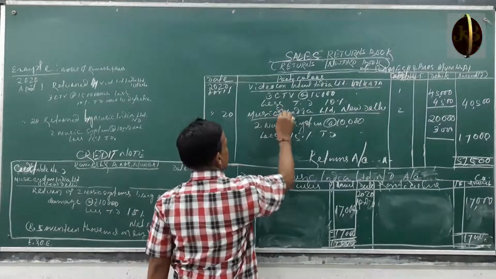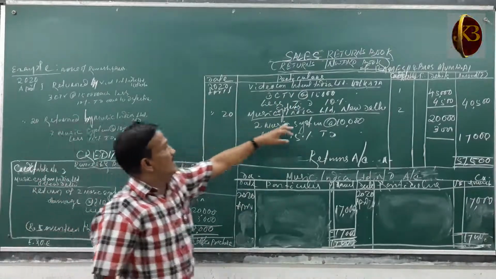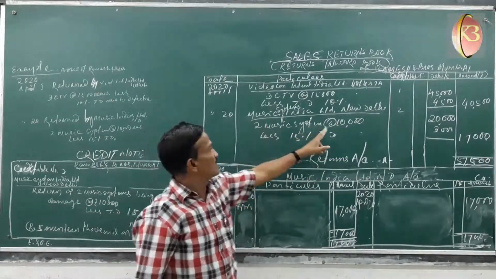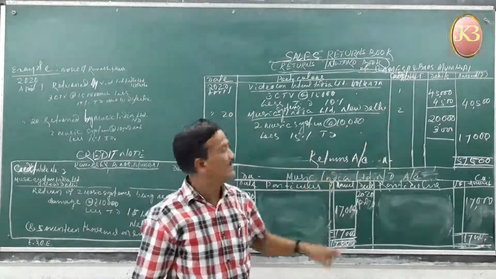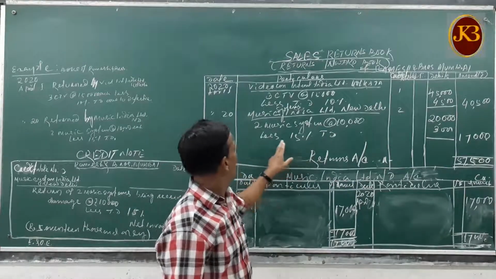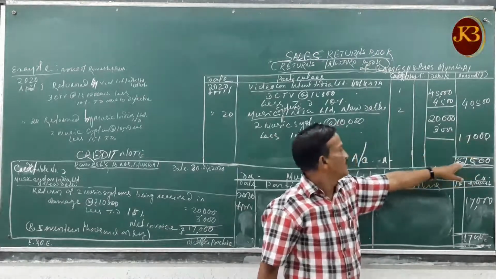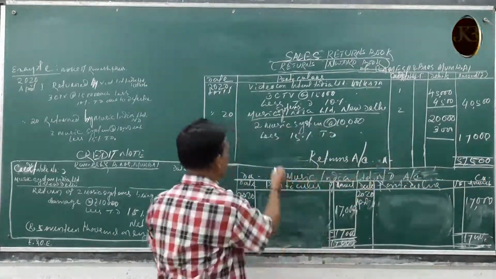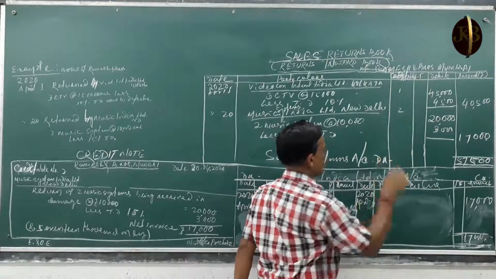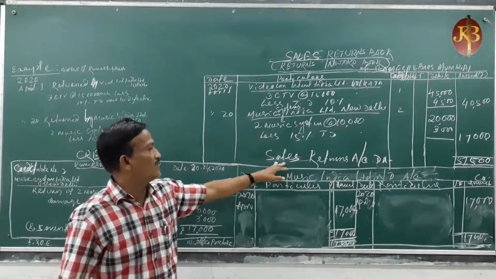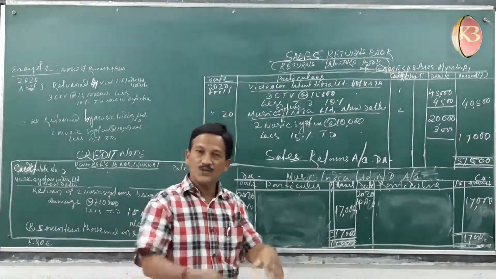Then on April 20, Music Systems India Limited, New Delhi, returned 2 music systems at the rate of 10,000 each, less 15% discount of 3,000, so the amount is 17,000. So the total amount is 57,500. That is the sales return account debit. So the total amount of the sales return account debit is 57,500.